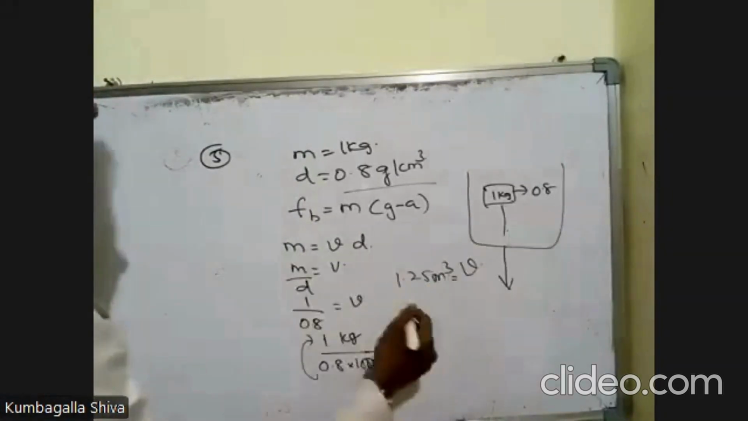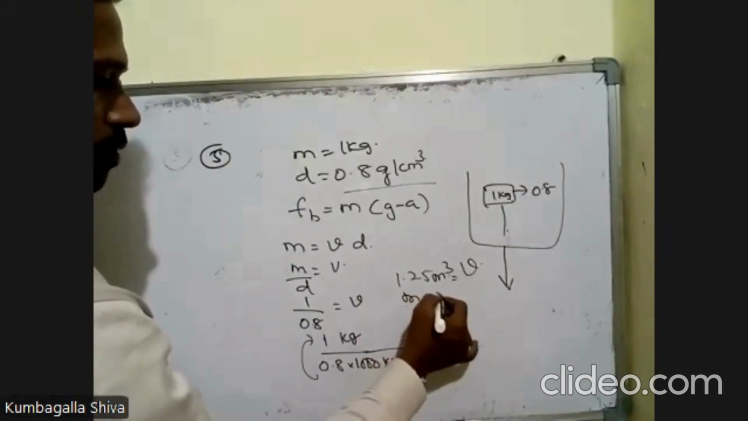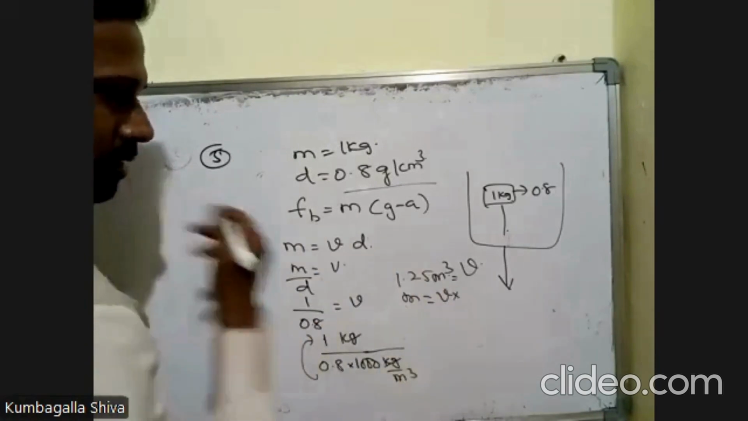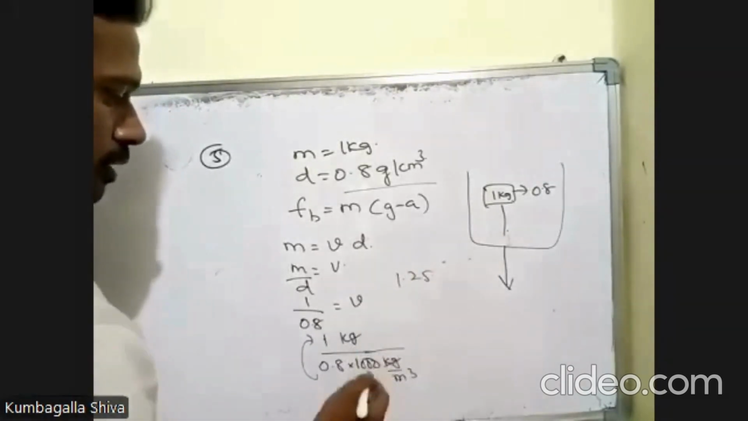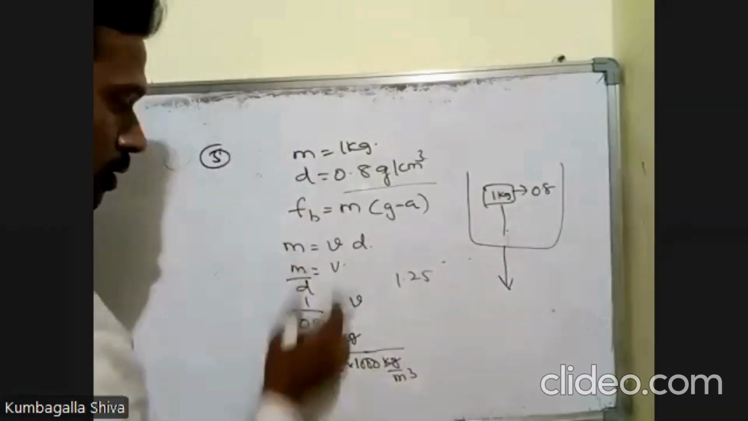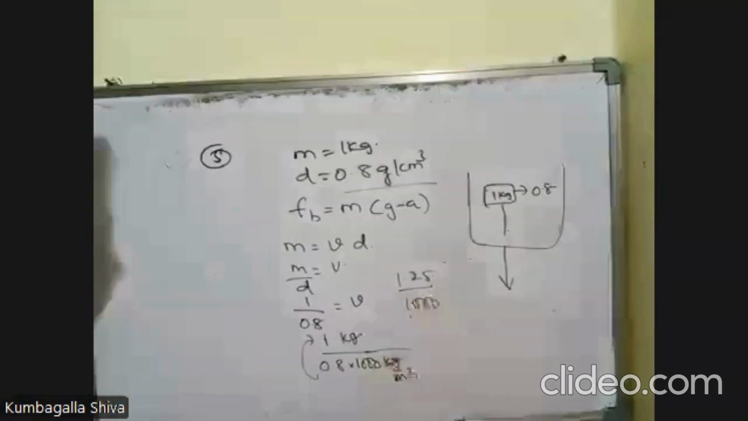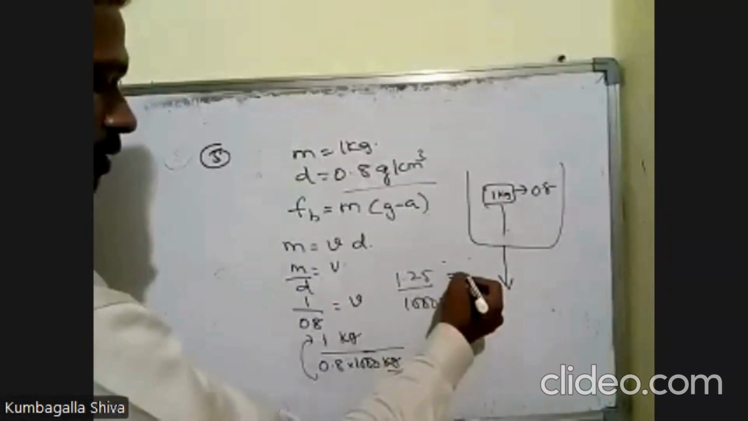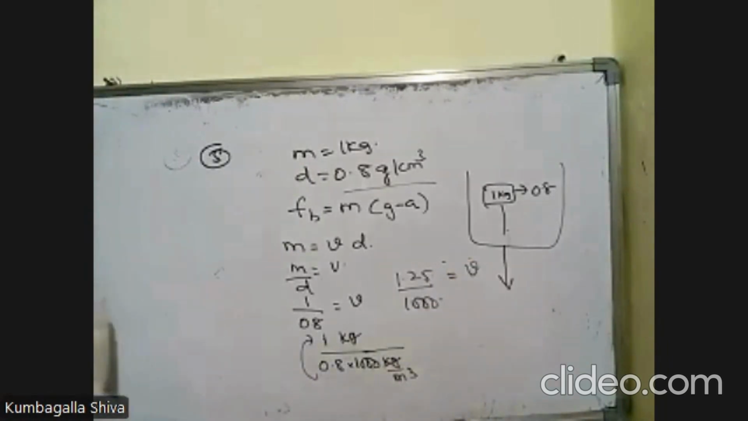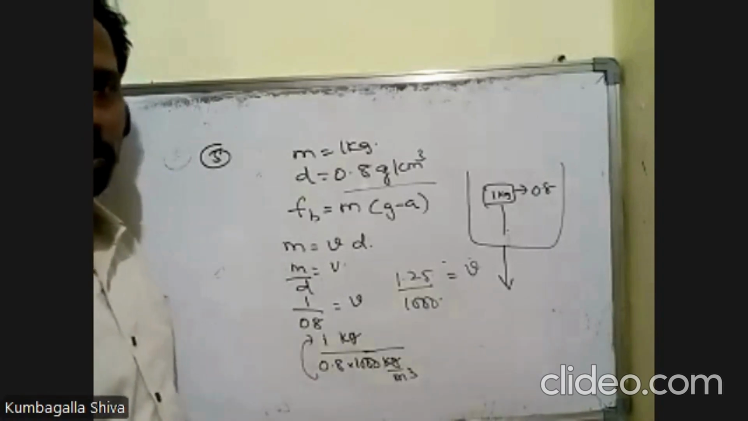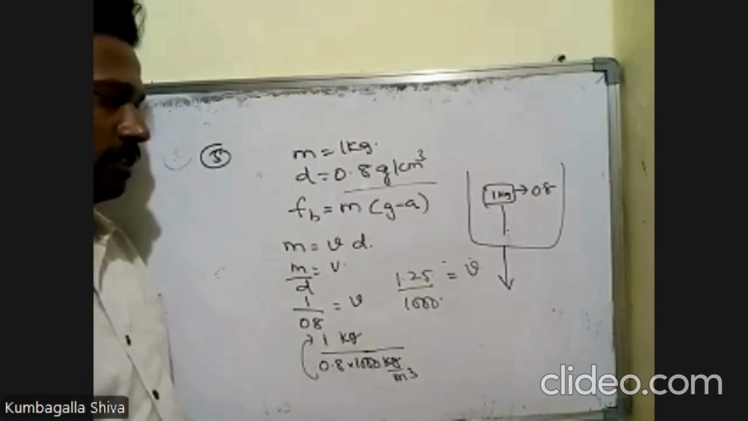Now to find the mass, it is what? Volume into density. 1.25 into 1000. Now we're getting this 1000, 1.25 by 1000 is the volume. 1 by 0.8 is how much? 1.25 only, right? I'm sure about the calculations.